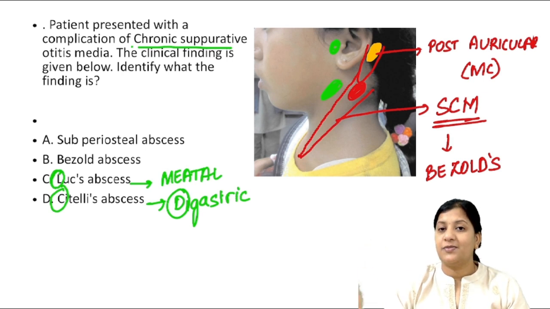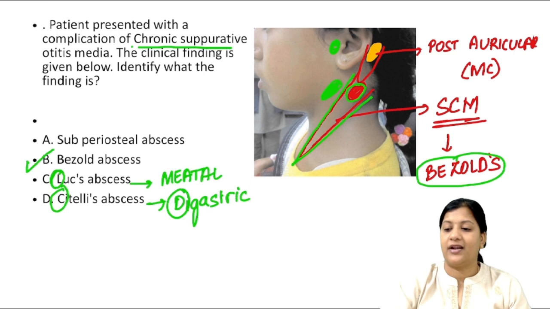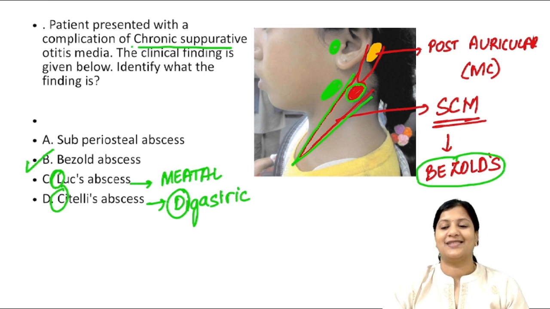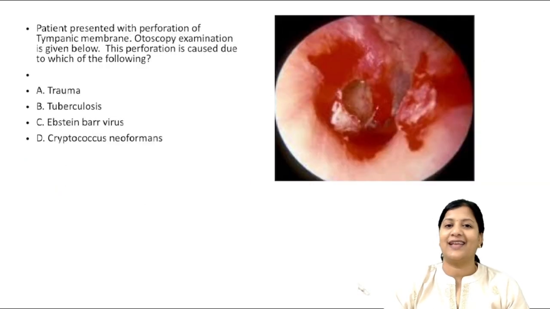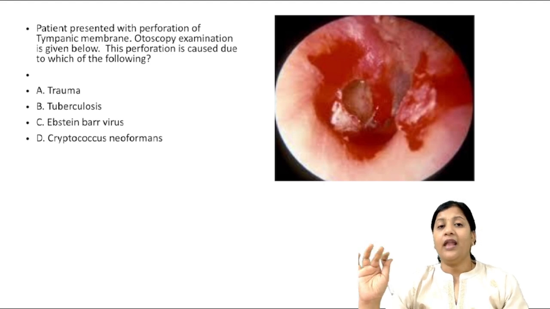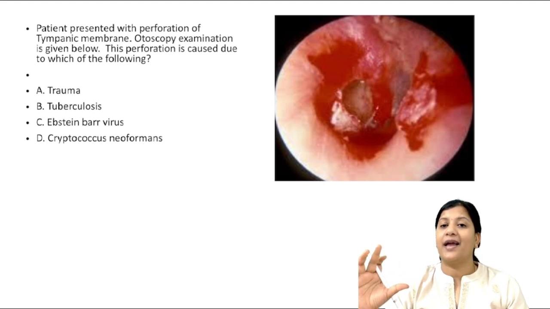So the one that has been shown to you is in the sternocleidomastoid muscle. The name of this abscess in the sternocleidomastoid muscle, we call it Bezold's abscess. Okay, so let's go to the next image. A patient presented with a tympanic membrane perforation. Otoscopic examination is given below. The perforation is caused due to which of the following? Trauma, tuberculosis, Epstein-Barr virus, Cryptococcus neoformans.